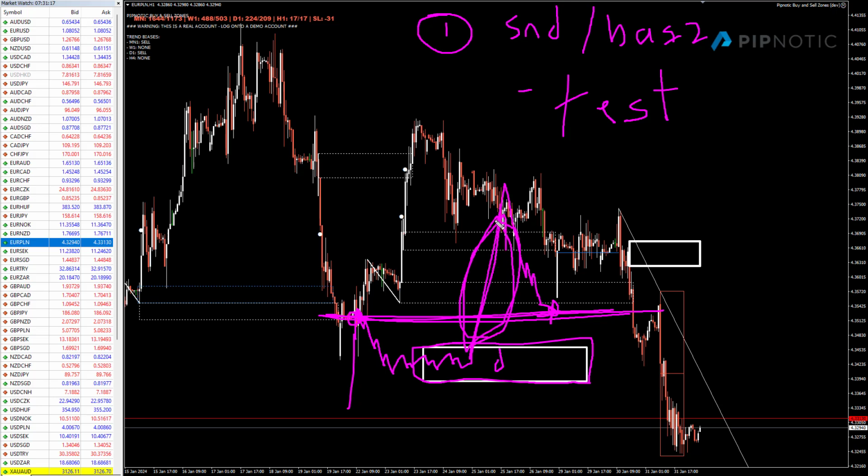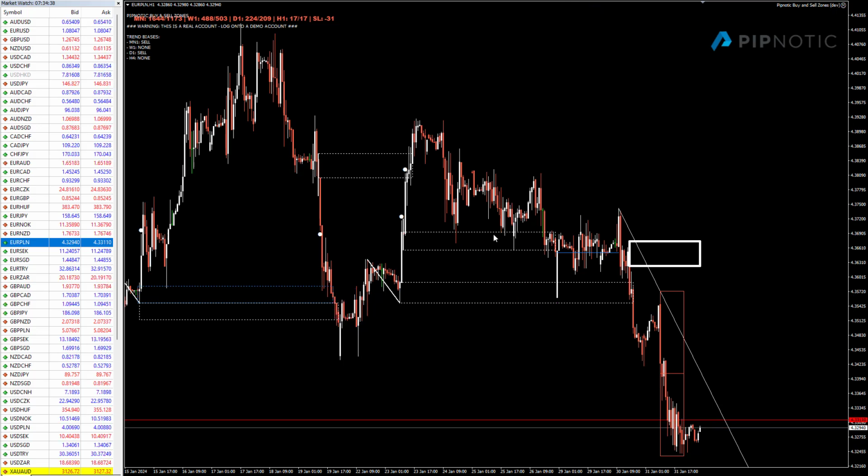Okay, and so when a price inefficiency is dealt with, then there is no longer an inefficiency, which means that this area of demand here may not carry the same clout that it did prior to price returning to this little swing point just here. Okay, so this is super important.